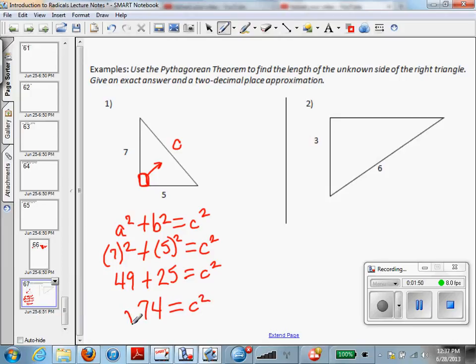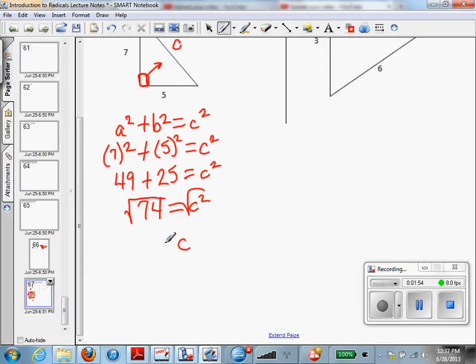Now for an exact answer, we take the square root to free c squared, leaving us with c is equal to the square root of 74. And if we plug that in a calculator and get a 2 decimal approximation, we see that the square root of 74 is approximately 8.60.